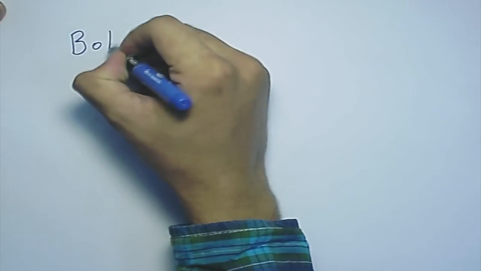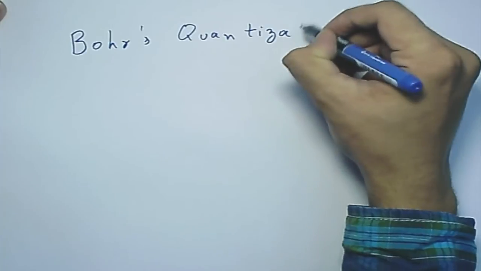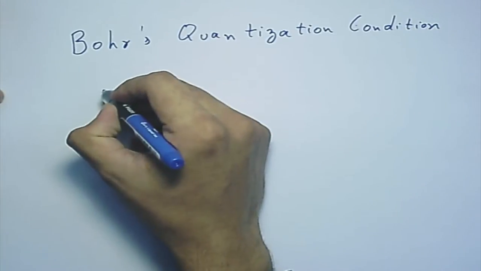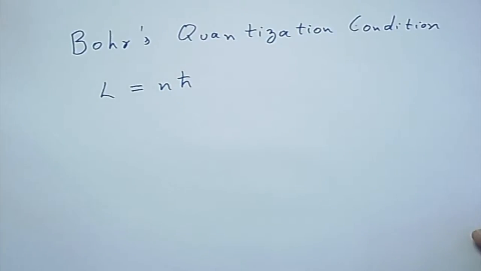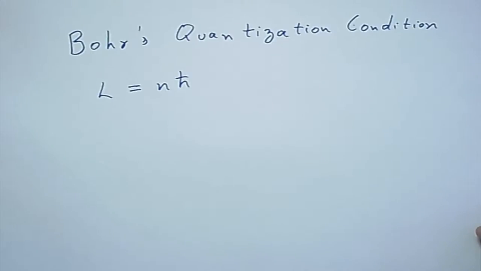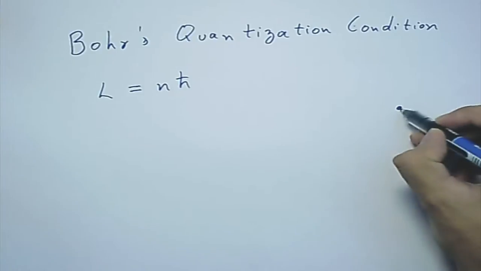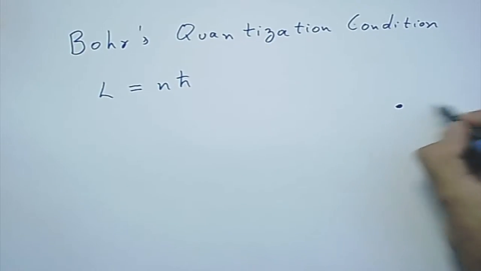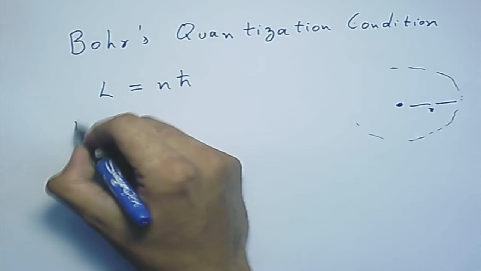So let's go about with the problem. The condition is that the angular momentum has to be an integral multiple of the reduced Planck's constant. Taking this further, consider the angular momentum for an electron around an atom at a radius. Let's say this is a proton, the nucleus of the atom, and the electron is revolving at a distance of around r around the nucleus. So the angular momentum would be given by p into r.